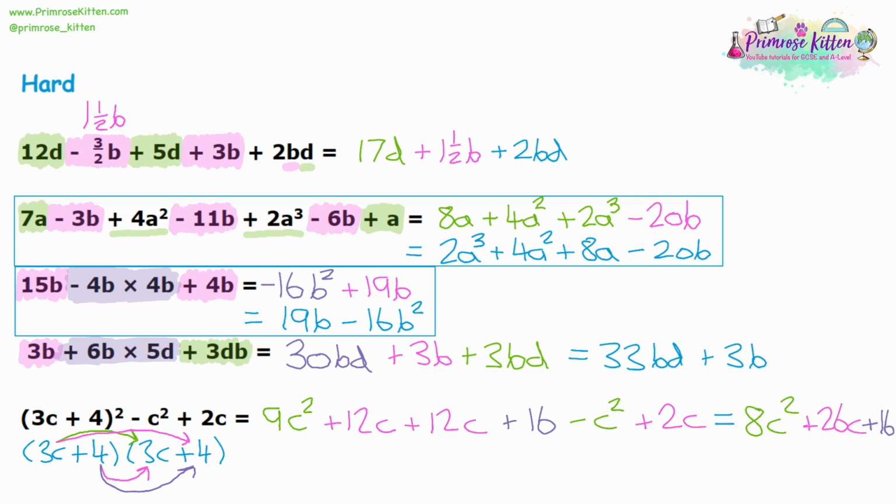We've not really been told what the 16 is. Maybe it's something else, maybe it's money. Terms can only be added together if they've got exactly the same combination of letters and powers. So we can combine the c squareds, we can combine the c's, we can combine any normal numbers, but what we can't do is combine c squareds and c's, and we can't combine c's and normal numbers. So our final answer is 8c squared plus 26c plus 16.